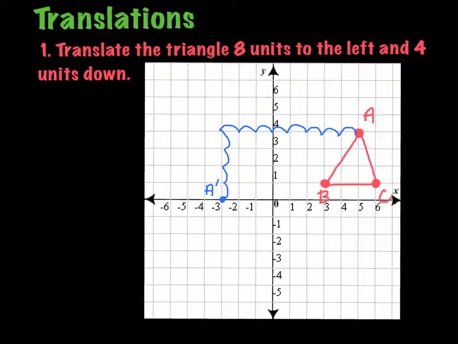Now let's move point B. So 8 units. 1, 2, 3, 4, 5, 6, 7, 8, and down 4. 1, 2, 3, 4. And we call that B prime. And let's move point C. Same amount of spaces, 8 units to the left. 1, 2, 3, 4, 5, 6, 7, 8, and down 4. 1, 2, 3, 4. So that is C prime.